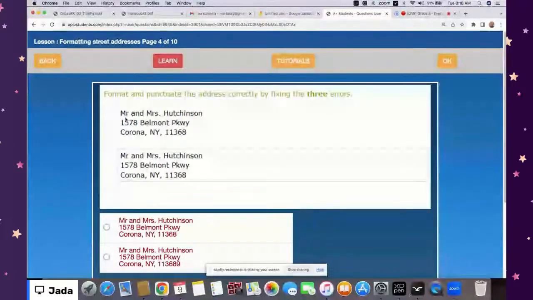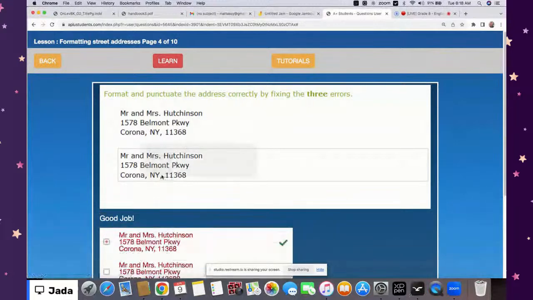There's no period after the Mr. So you need a period after Mr. You need a period after the street. And you have to remove the comma after the state, which is NY. You don't need a comma after NY. You need to take it out.